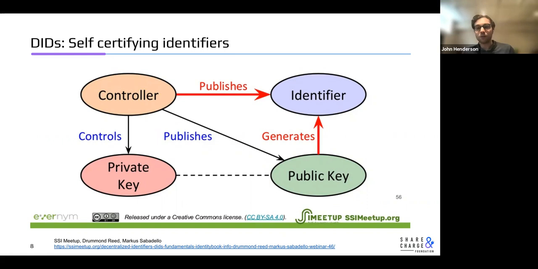just cryptographically speaking, there isn't a need to bind through a certificate, say, like certificates on the web, where you bind a domain name to a public key. The binding is done cryptographically, and then the controller can publish the identifier, and because they control the private key, they can prove control of the identifier.